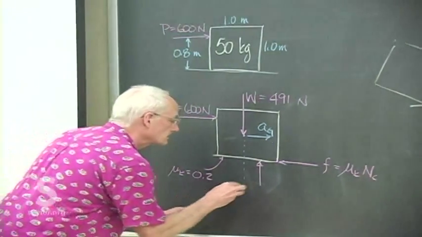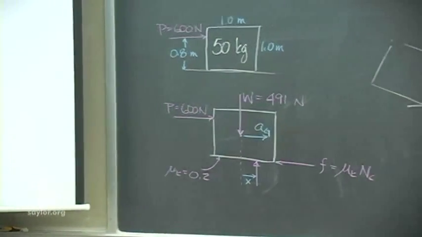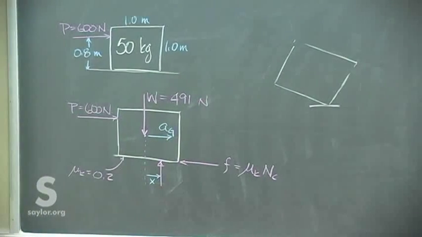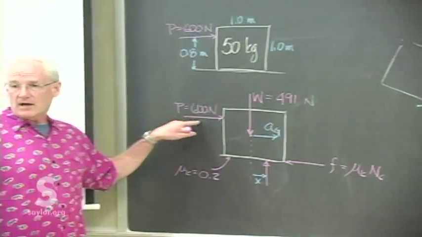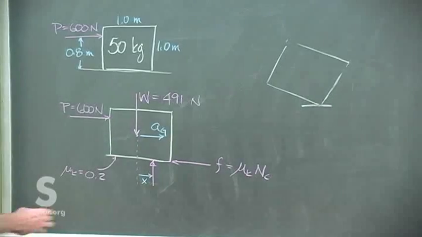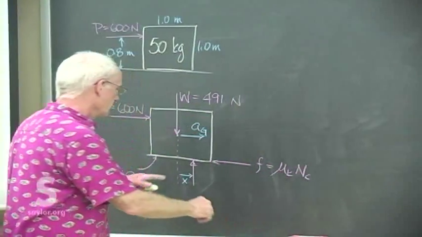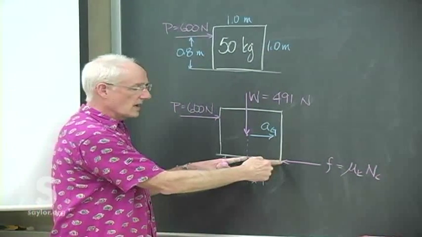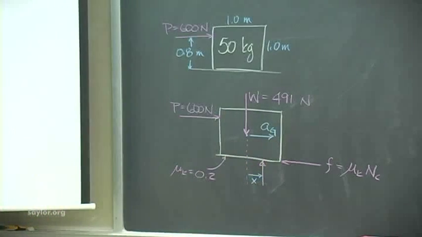Trouble is, we don't know what that is. It's not a big deal though, because that force has got to counterbalance the other direction tipping tendency of the 600 Newton force. It's fairly easy to find out what it is. As long as it's between 0 and 0.5, then we know that we're not going to be tipping. In fact, by doing this, we're assuming that we're not going to be tipping.